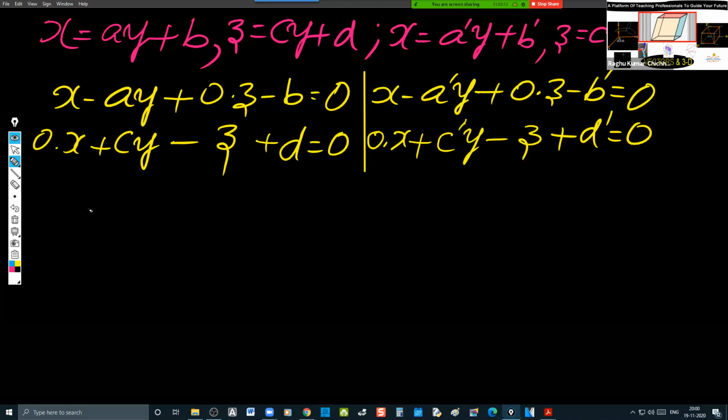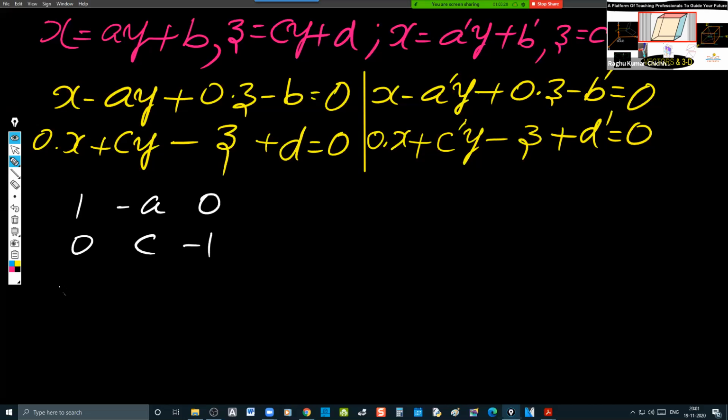That is, you have to take the cross product of normals. Just now I explained it: 1 minus a, 0, 0, c minus 1. Kaushik, are you there? So what are the DRs of this line, please? First line: a, 1, c. That's it.